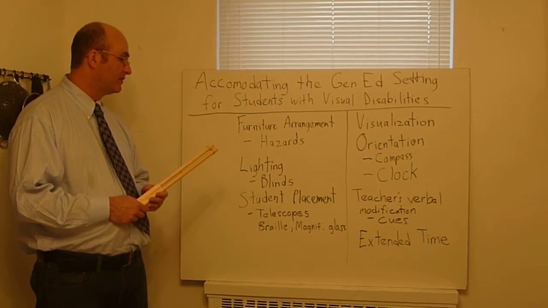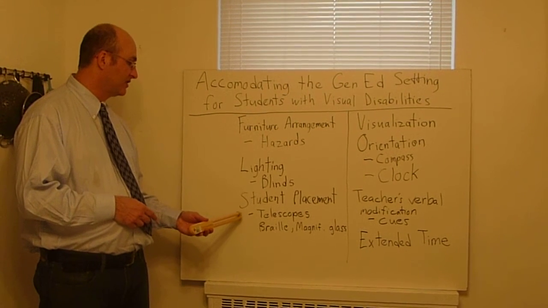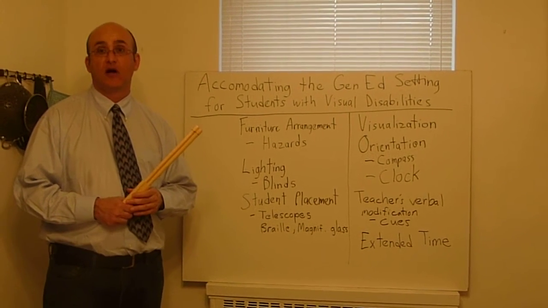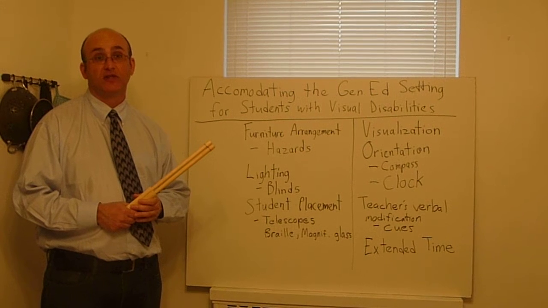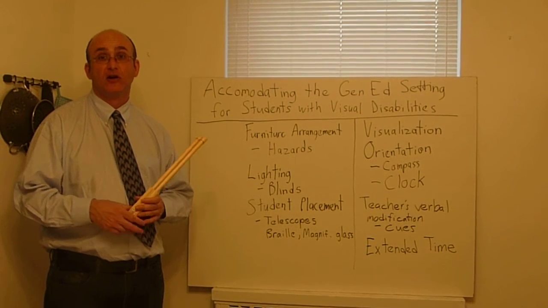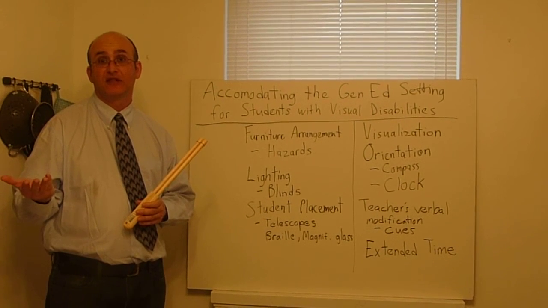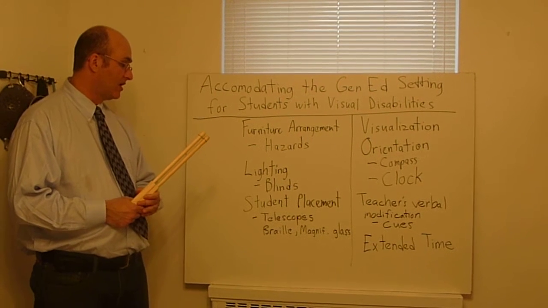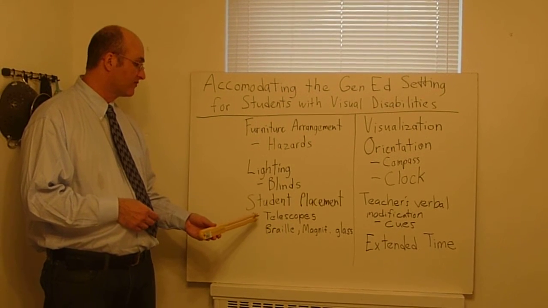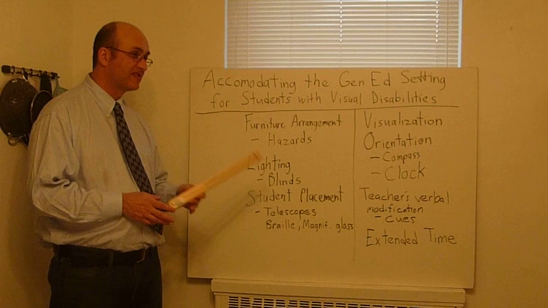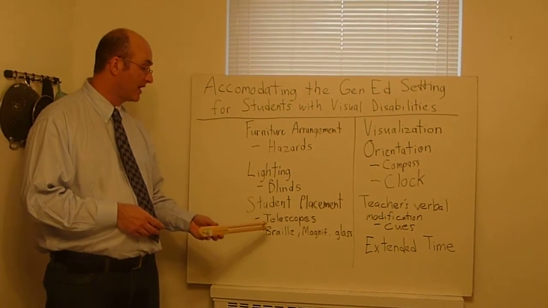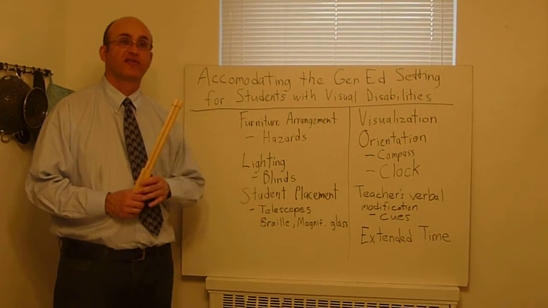Some students might be placed more prominently in the rear so they can use their telescopes. Other students with limited vision might do better closer to the front so they can see the blackboard. And of course, for use at their stations, they've got braille and magnifying glass.